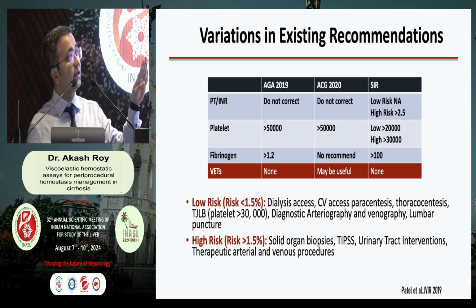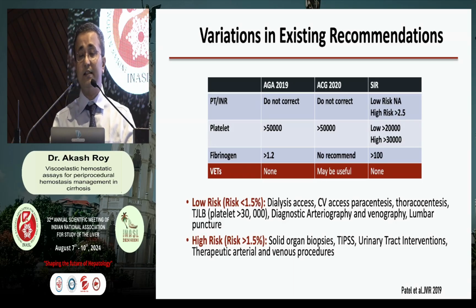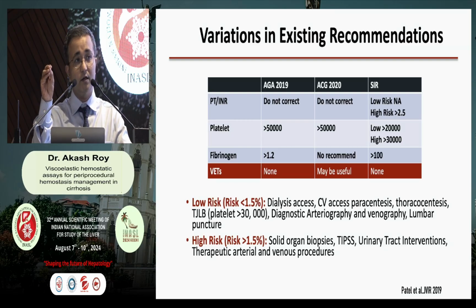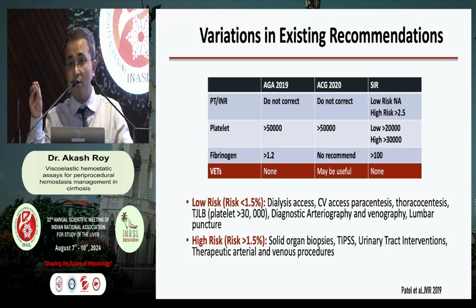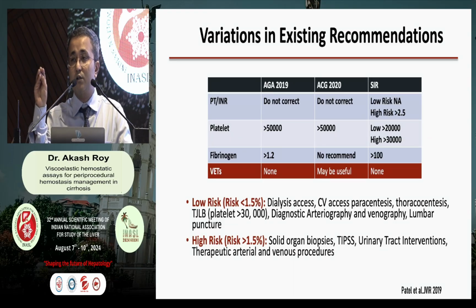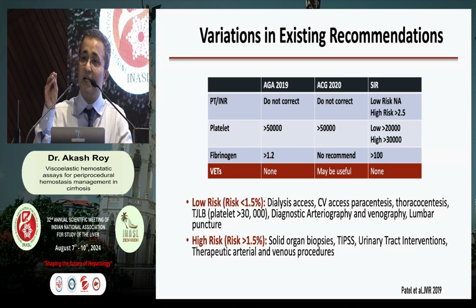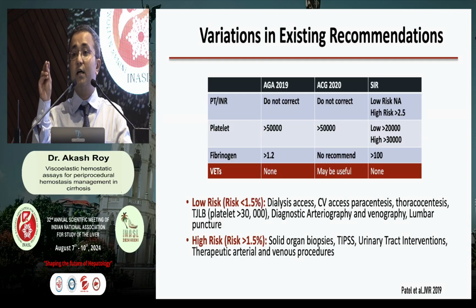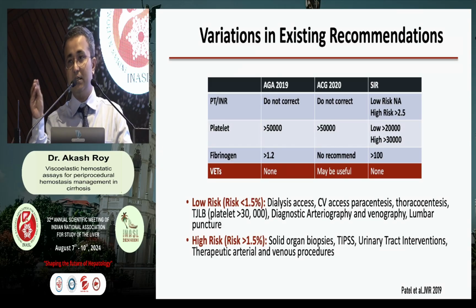They are the only guidelines which give some recommendation that if you have a low risk procedure, you can go ahead irrespective of the prothrombin time or INR. If it is high risk, your cutoff is 2.5. For platelets, if the procedure is low risk, the cutoff is 20,000. If the procedure is high risk, the cutoff is 30,000. And again, they bring in a fibrinogen cutoff. None of these guidelines talk about viscohemostatic assays or viscoelastic testing.